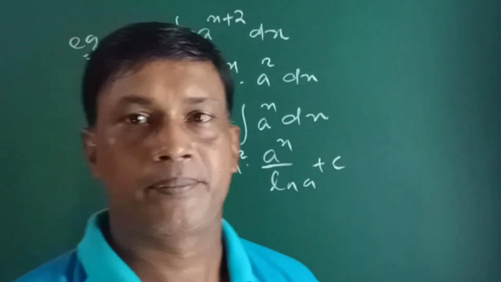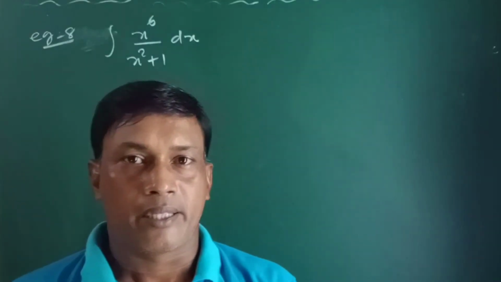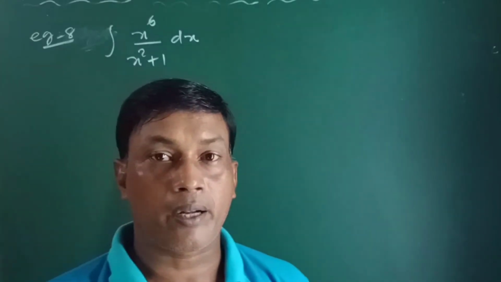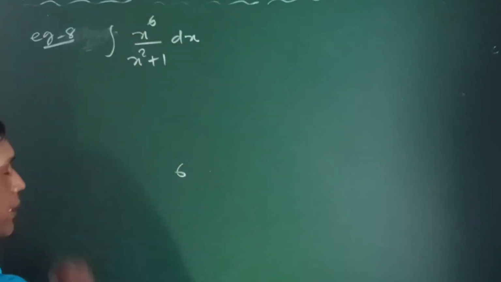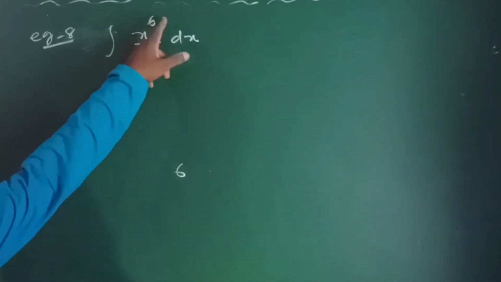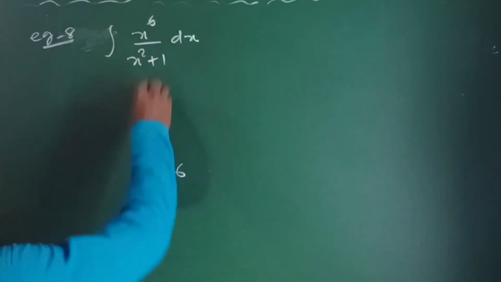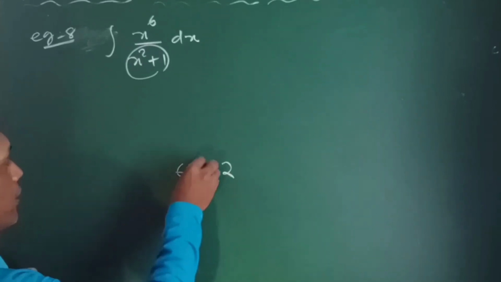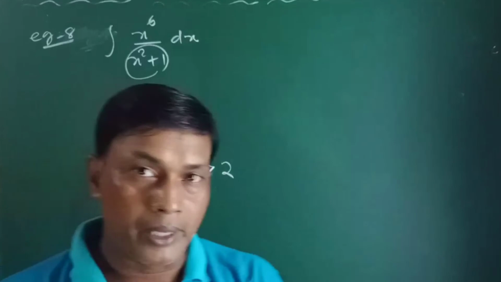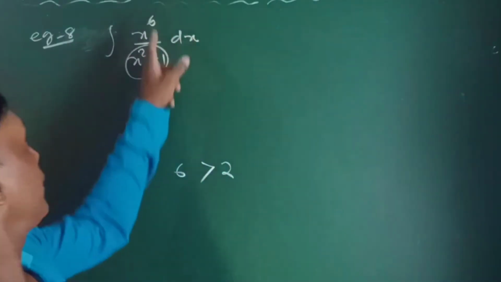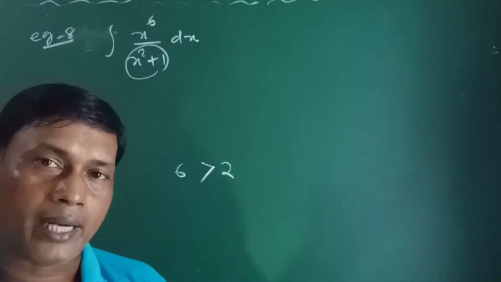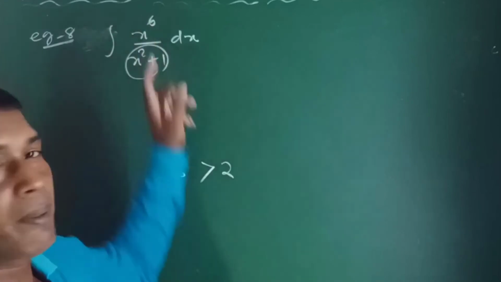Another question is to integrate x to the power 6 upon x square plus 1 dx. It's a very important problem. Another important trick you have to apply here. Look at here, the degree of the numerator is 6. That means the highest power of x in the numerator is 6, and in the denominator the highest power of x is 2, and degree of the numerator is greater than degree of the denominator. If degree of the numerator is greater than degree of the denominator, then you have to divide, or you have to adjust in such a way that this can be factorized.